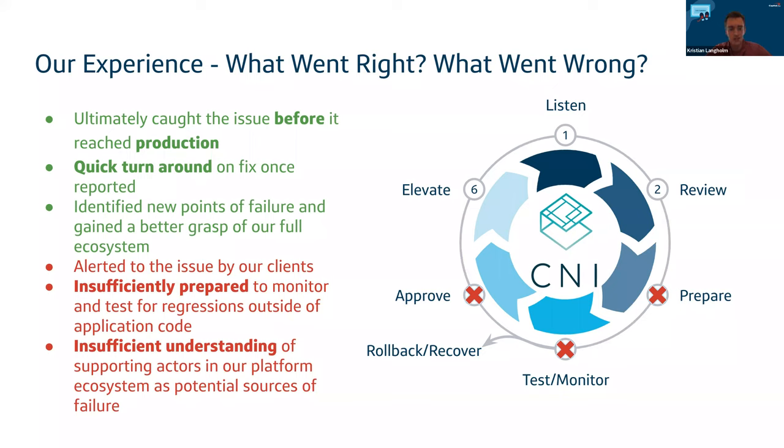We only discovered this particular issue after being notified about degraded performance from our clients. And when investigating, we had to cobble together logs and metrics from disparate sources. A consolidated testing strategy and monitoring suite would have identified this regression quickly, and we've since begun consolidating log streams into centralized dashboards.